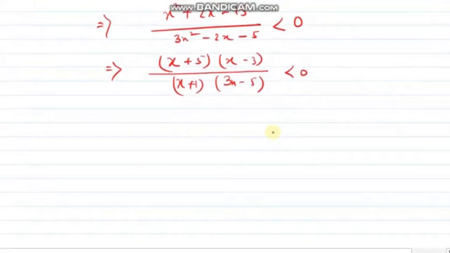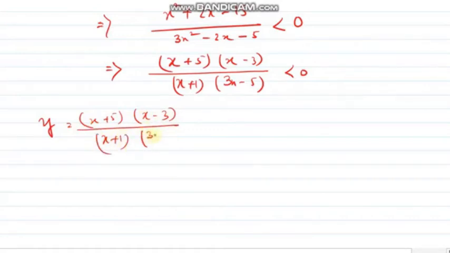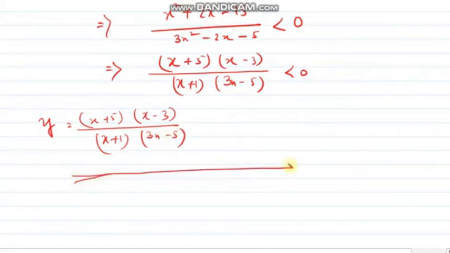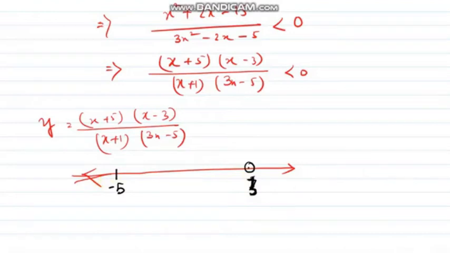Now how to solve this? Just check what I am going to do. Let y be (x + 5)(x − 3) divided by (x + 1)(3x − 5). First identify the critical values of x. From the numerator, x equals −5 and x equals 3. So for those two values, your y will be equal to 0. If x equals −5 and 3, y will be equal to 0.